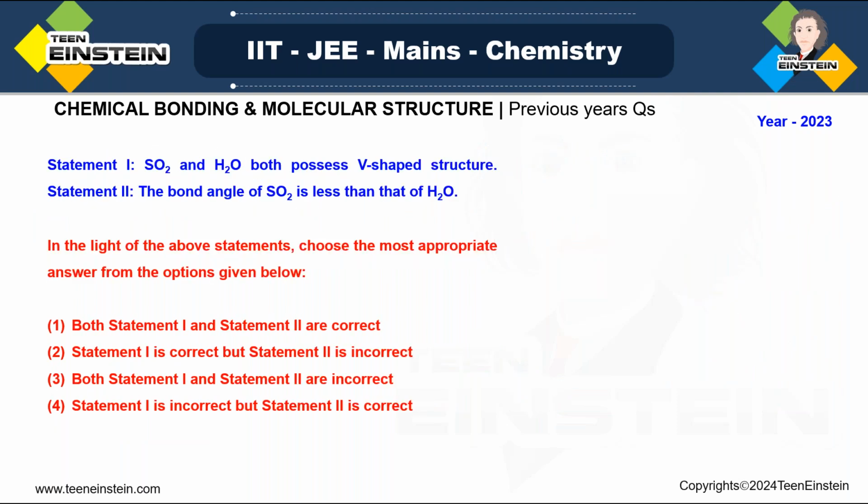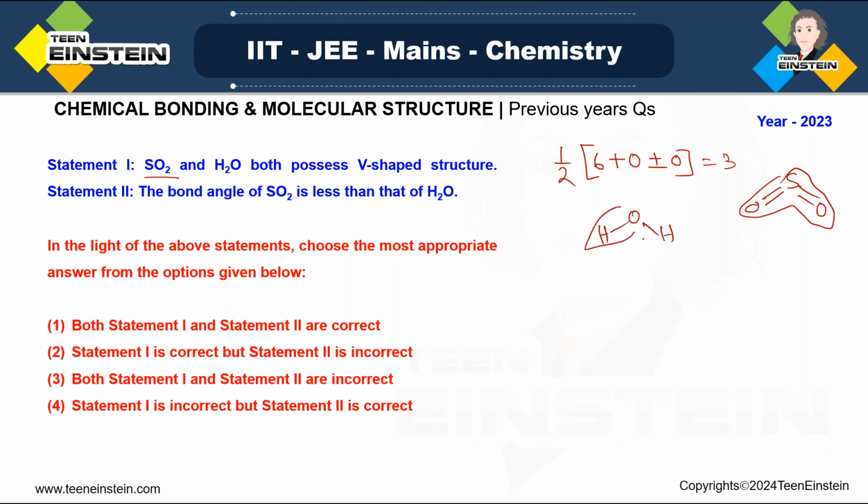Statement 1, SO2 and H2O both possess a V-shaped structure. So for SO2 also you can apply the same logic, that is the steric number. For sulfur it is 6. There are no monovalent atoms attached, and this is 0. So it will have steric number 3, which means it will be trigonal planar. There is a lone pair present, but without the lone pair, it will have a V type of shape. And the same is also true for the water molecule. So this statement is correct.